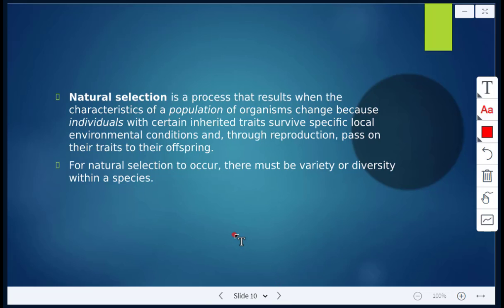Okay, so natural selection, it's a process that results when the characteristics of a population of organisms change because individuals with certain inherited traits survive specific environmental conditions, and then through reproduction, they pass on their traits to their offspring. For this to occur, there has to be variety and/or diversity within a species.